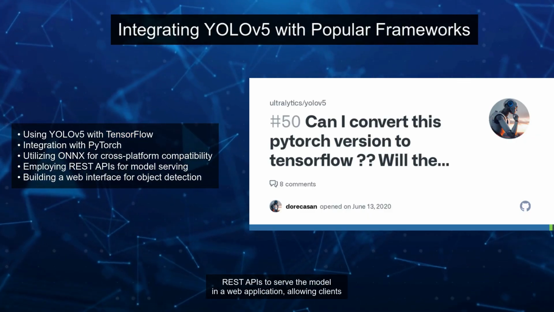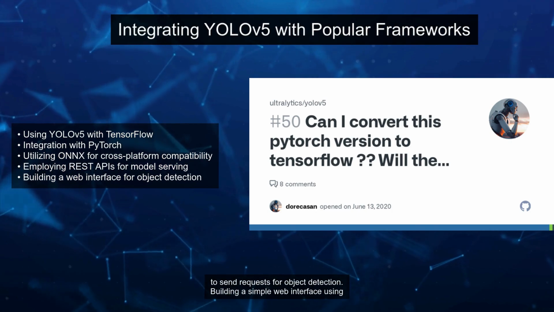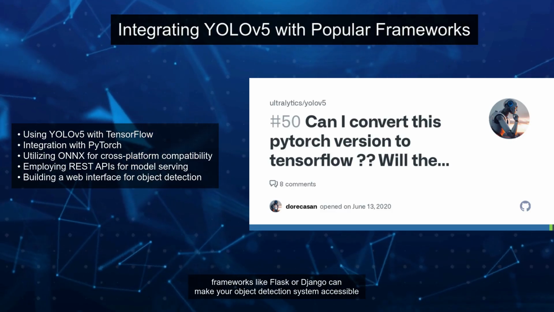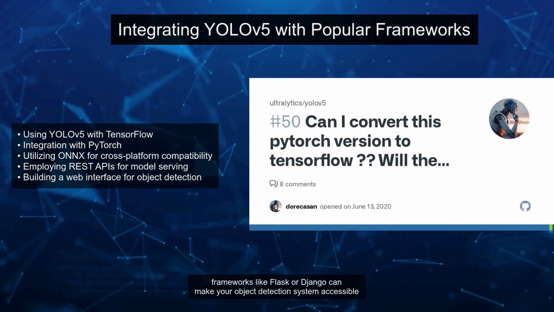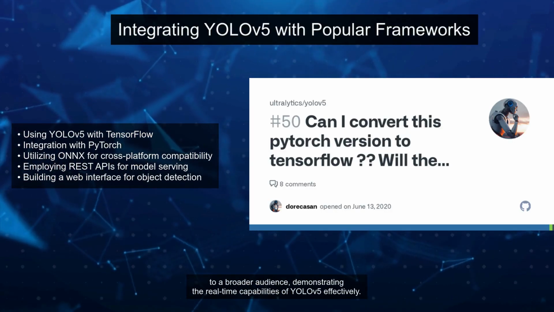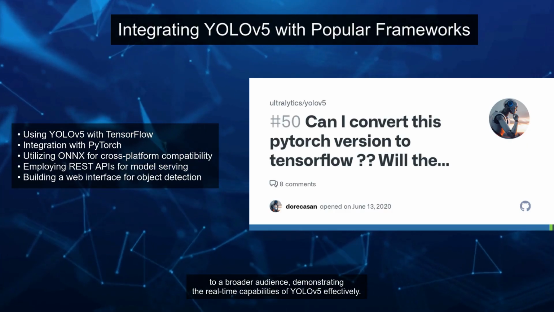Additionally, consider using REST APIs to serve the model in a web application, allowing clients to send requests for object detection. Building a simple web interface using frameworks like Flask or Django can make your object detection system accessible to a broader audience, demonstrating the real-time capabilities of YOLOv5 effectively.